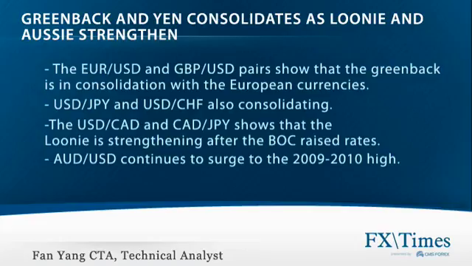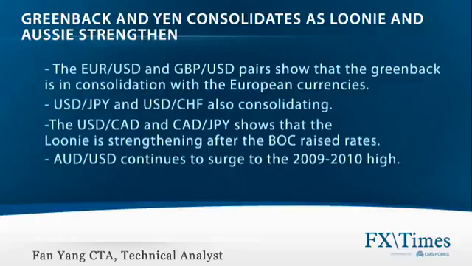The euro dollar and the pound dollar pairs show that the greenback is consolidating with these European currencies. This is also seen in the US dollar Japanese yen and the US dollar Swiss franc pairs. The yen is also consolidating, as can be seen in the pound yen and euro yen pairs. However, the US dollar Canadian and the Canadian dollar Japanese yen pairs show that the Loonie is strengthening after the Bank of Canada raised rates. Finally, the Aussie dollar continues to surge towards the 2009-2010 high.